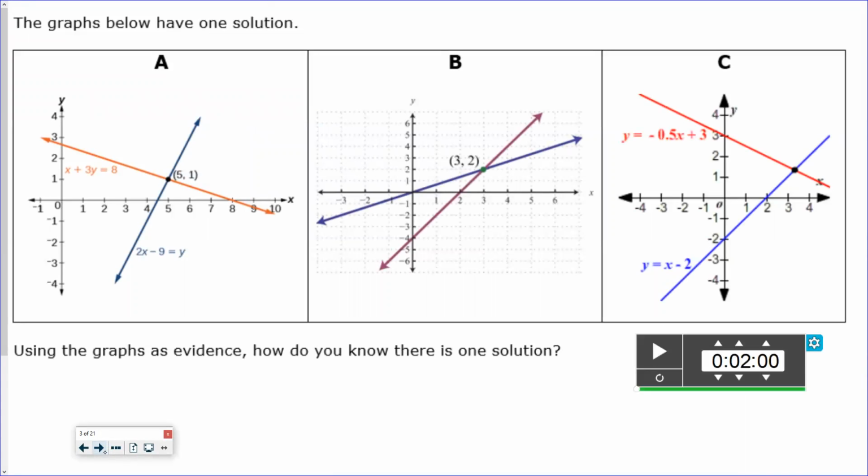All right, so what I want you guys to do is look at these 3 graphs, and I want you to decide how you might know there is one solution, okay? So take a look at these 3 graphs. Why do you think there is one solution?